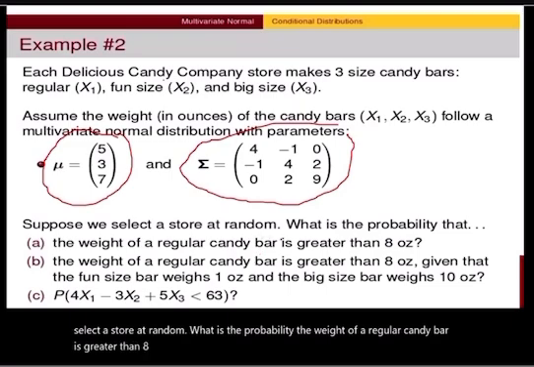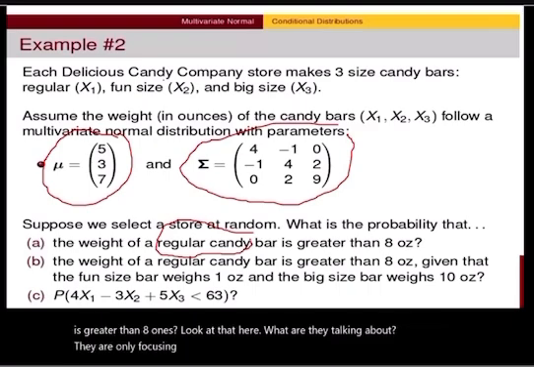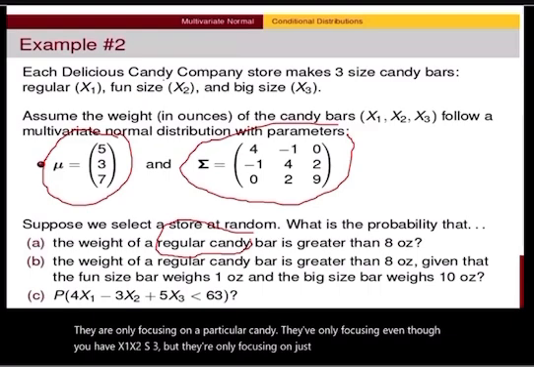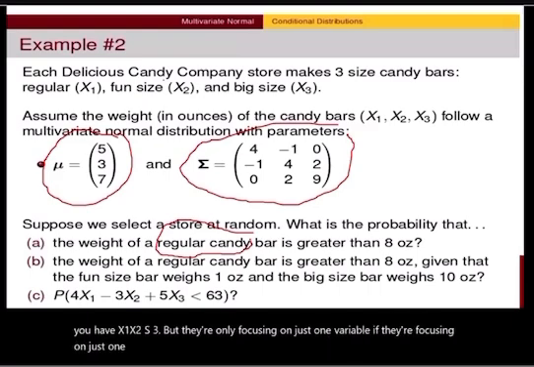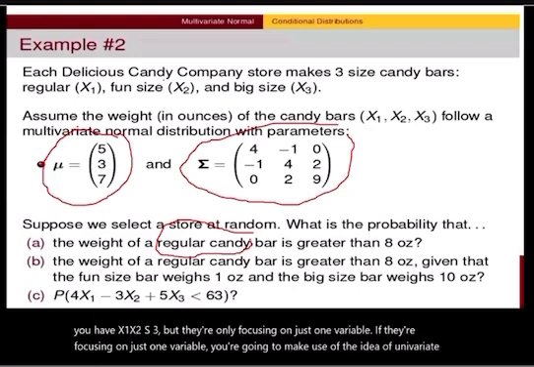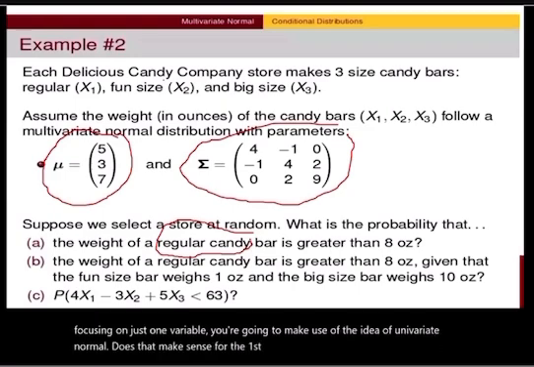Look at that. Here, what are they talking about? They are only focusing on a particular candy. Even though you have X1, X2, X3, they're only focusing on just one variable. If they're focusing on just one variable, you're going to make use of the idea of univariate normal. Does that make sense? For the first question, we're using univariate normal.